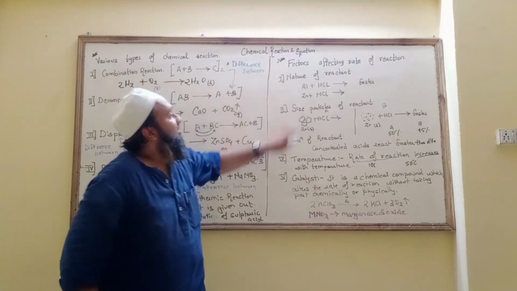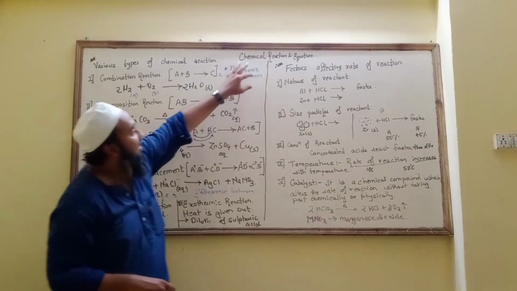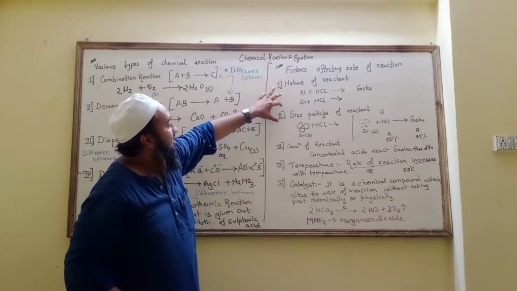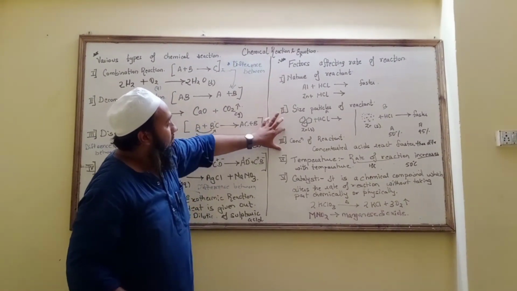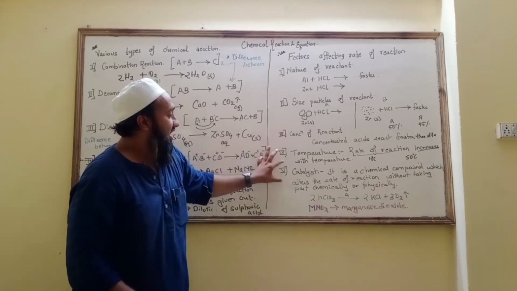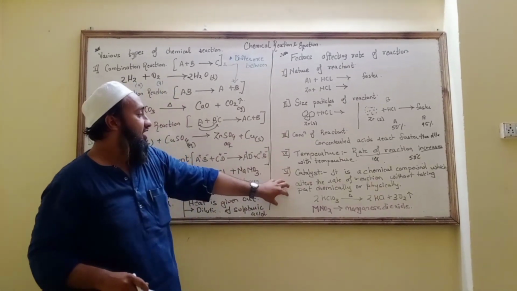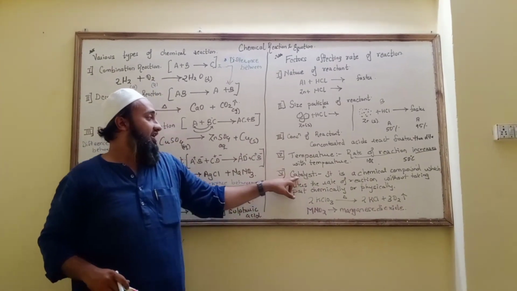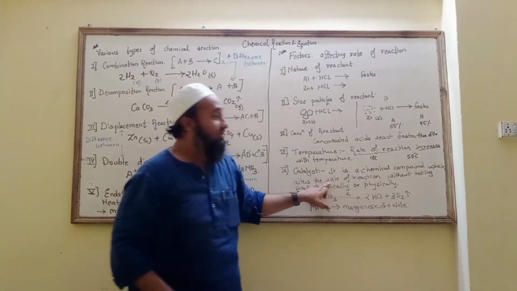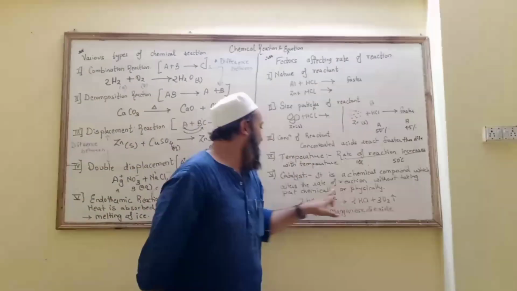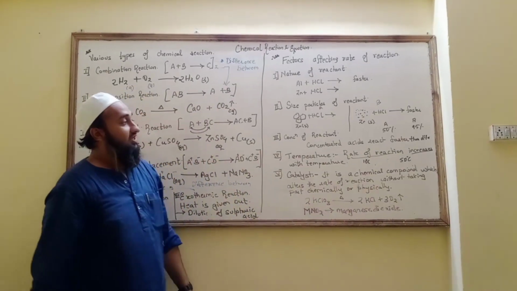Then the factors affecting rate of reaction are given. There are 5 factors: nature of reactant, size of particles of reactant, concentration of reactant, temperature, and catalyst. I also told you the definition of catalyst. It is a chemical compound which alters the rate of reaction without taking part chemically or physically.